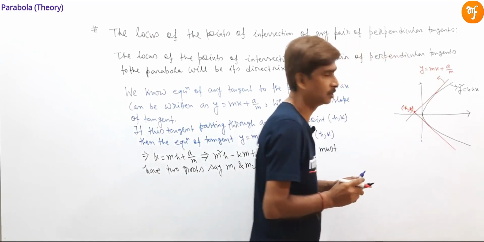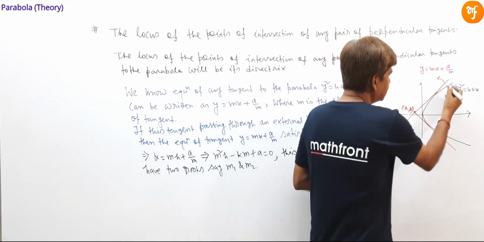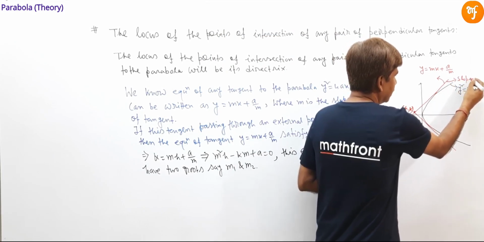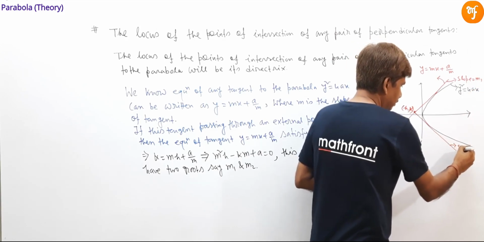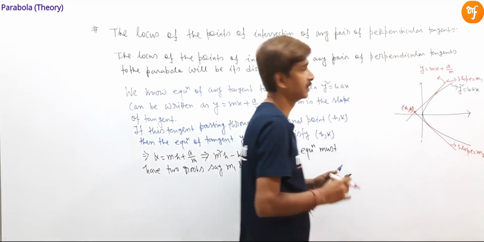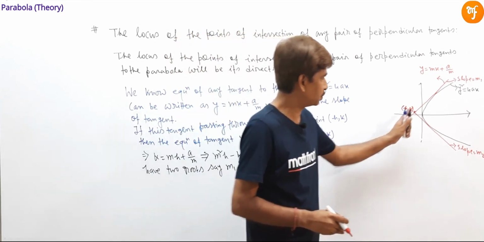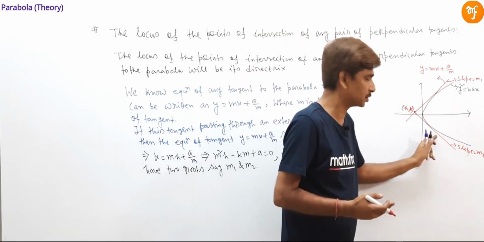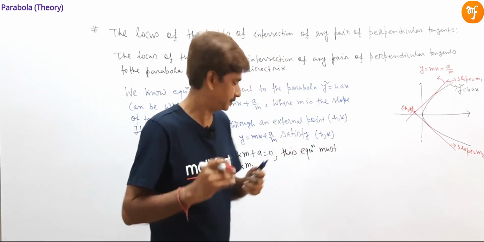Okay, so let's draw. So we draw two tangents. Look, we are able to draw two tangents. So this tangent has slope m1 and this tangent has slope m2. Understand? Clear? Okay. Now, if these two tangents are perpendicular, in that case what happens? The product of the slopes of these two lines will be -1. Okay, and we will use this property.